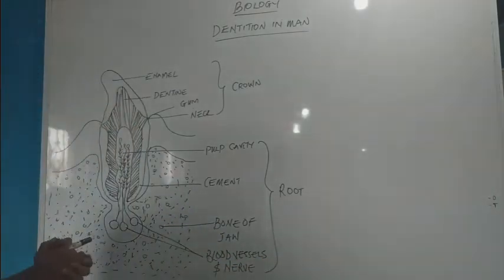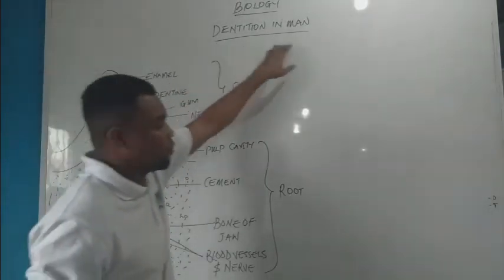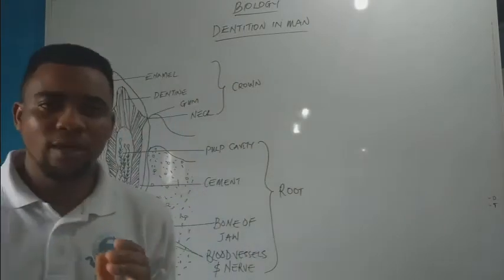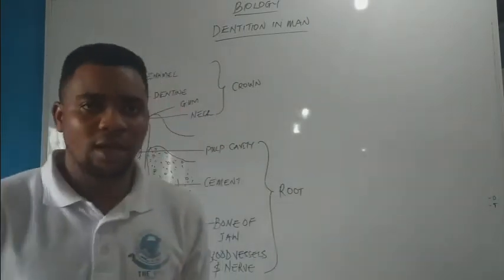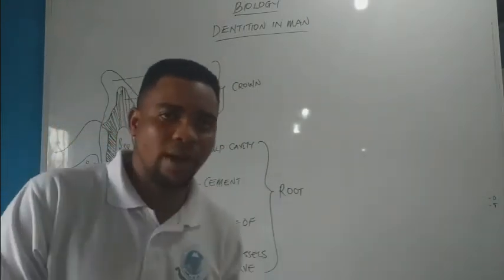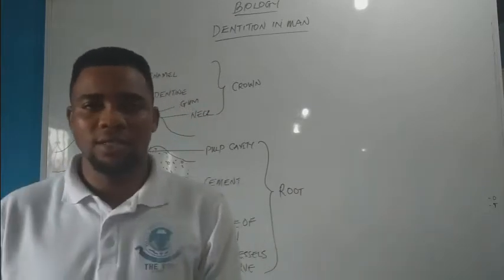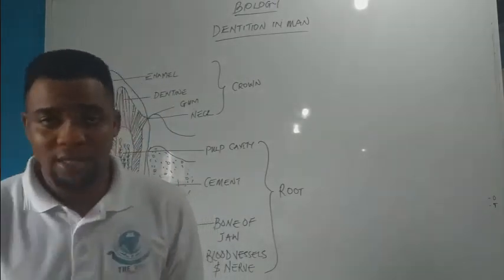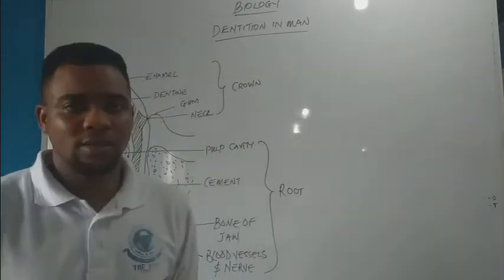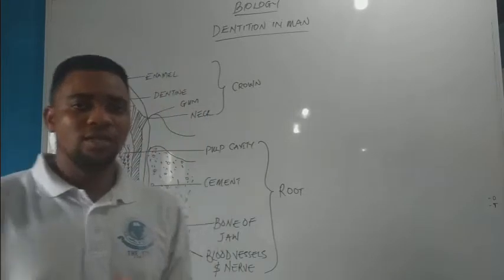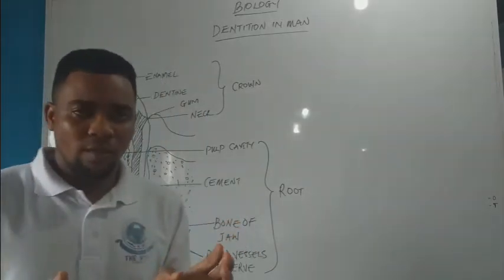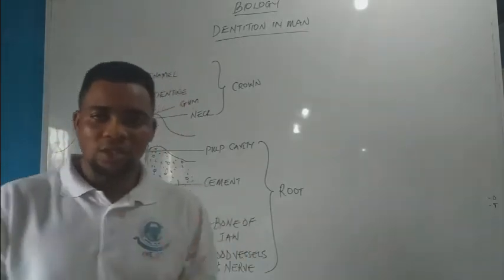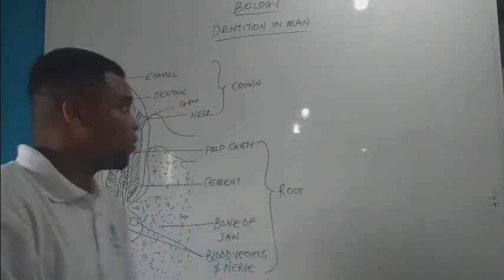Today's topic will be on dentition in man. We get to know about the types of dentition that occur in mammals, reptiles, species, and amphibians. Also, we will learn about the types of mammalian teeth, the arrangement and composition of the mammalian teeth, the dental formula, and the uses of dentition in your everyday life. Now, let's go straight to it.